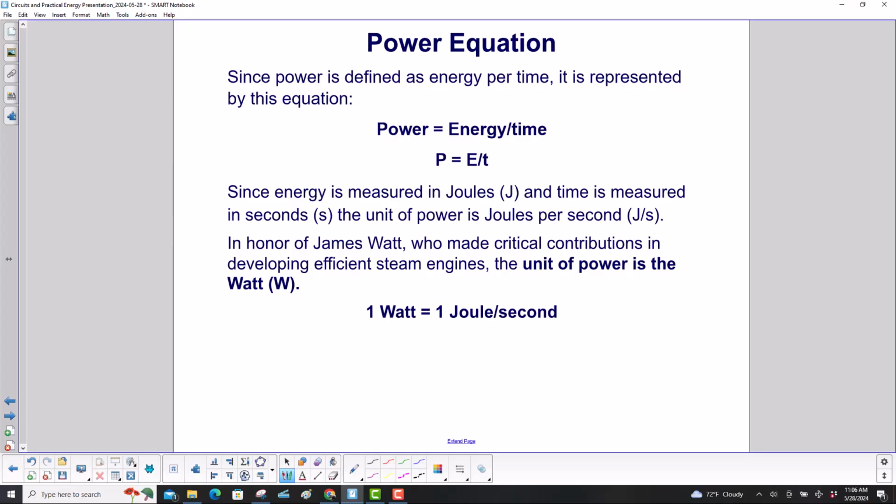Since power is defined as energy per time, it is represented by this equation. Power is energy over time, or E over T. Since energy is measured in joules and time is measured in seconds, the unit of power is joules per second. In honor of James Watt, who made critical contributions in developing efficient steam engines, the unit of power is the watt, where 1 watt is 1 joule per second.